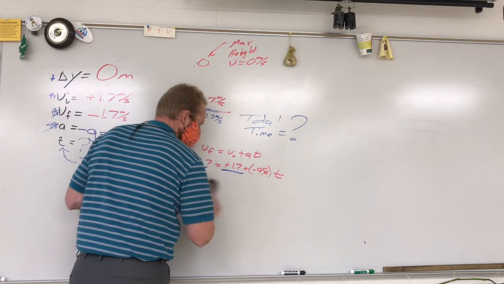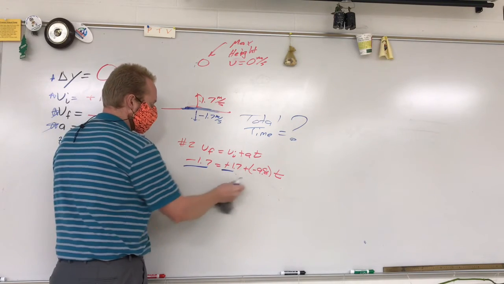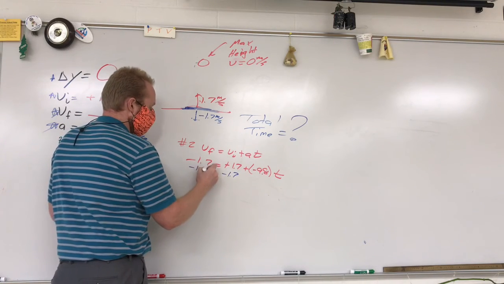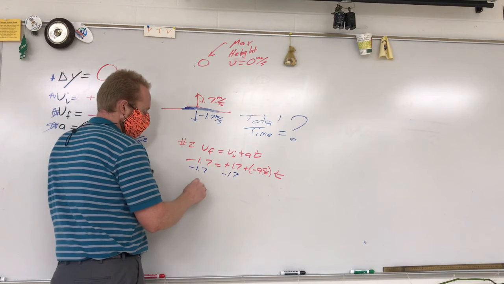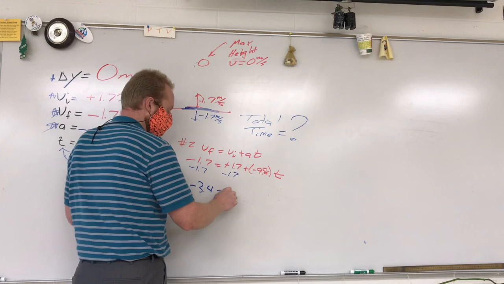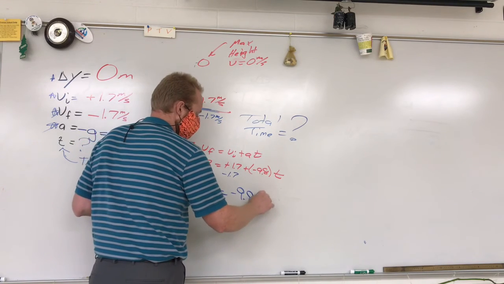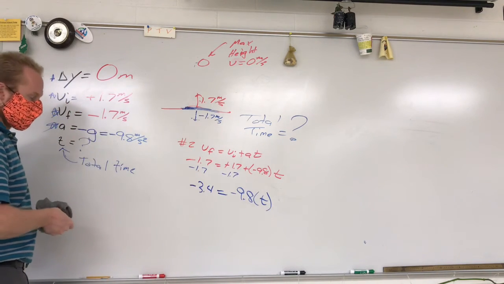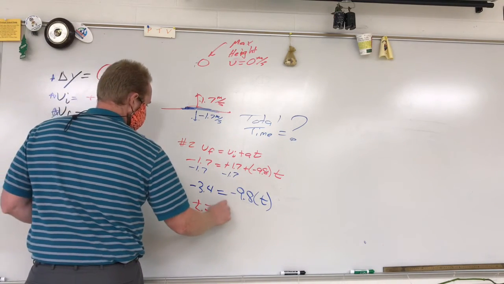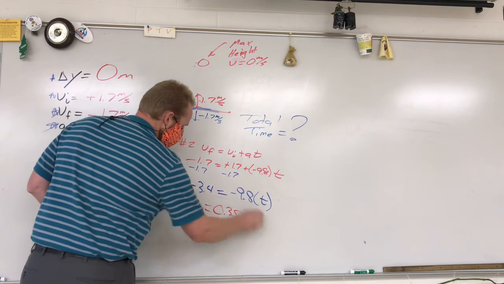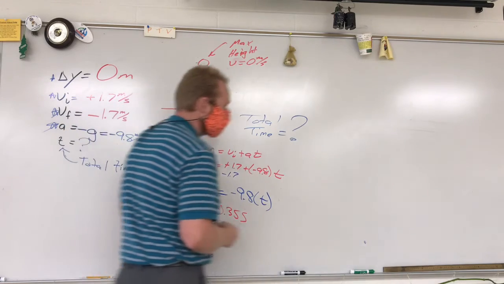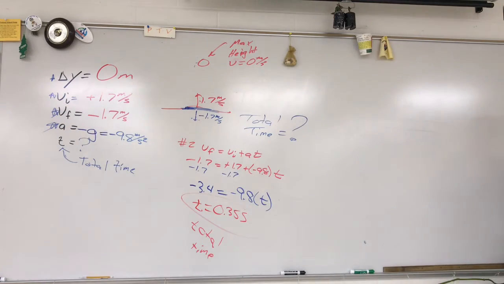That is a correct statement, but in order to get rid of a positive 1.7, we have to subtract 1.7 from both sides, which makes this negative 3.4. Negative 1.7 minus 1.7 is negative 3.4, which is equal to negative 9.8 times t. When we go through and do the algebra for this, I'm going to cheat and just look at what the answer is. We get a time of 0.35 seconds. Now this is the total time in the air. It's the total time in the air.